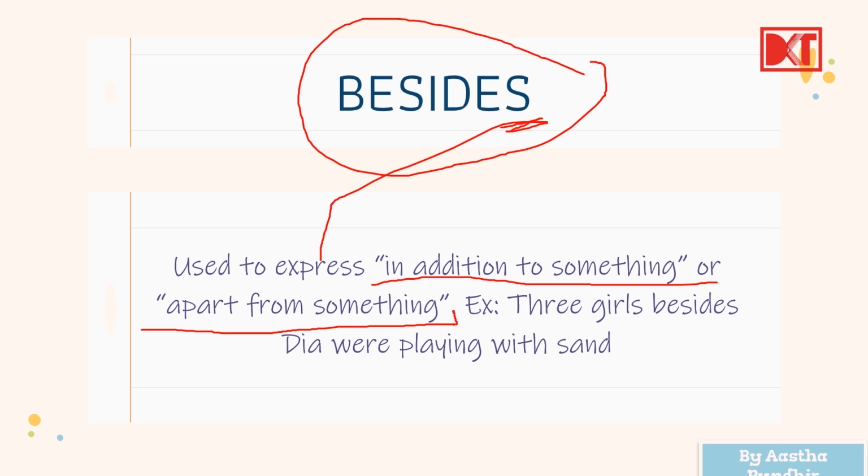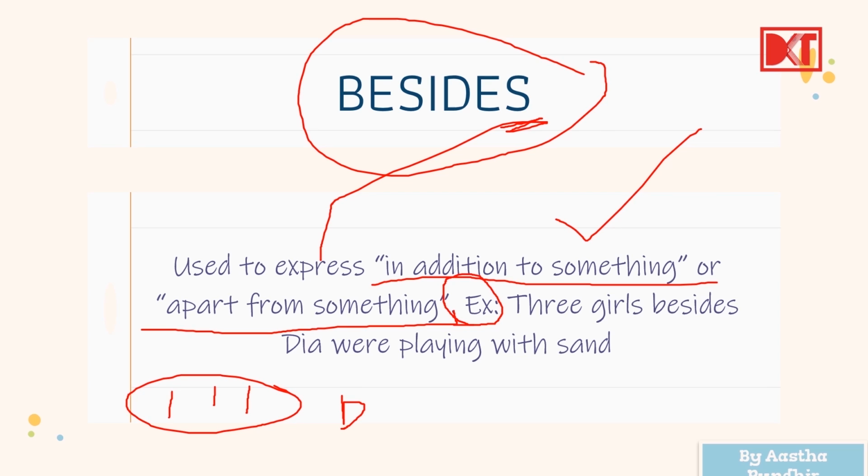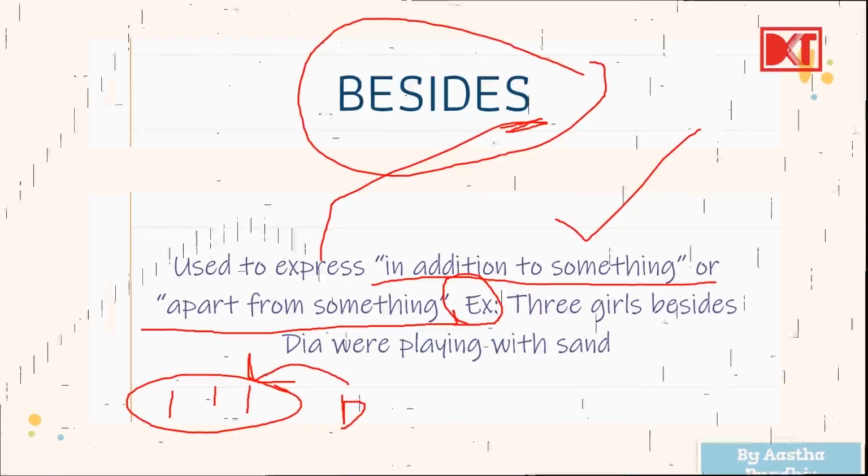मतलब, 3 girls besides Diya were playing with sand. Okay. One is Diya, but Diya के besides, मतलब Diya के अलावा भी, there were 3 girls who were playing with sand. So besides is used when we are expressing addition to something या apart from something. ये दिया के अलावा भी और 3 girls were there. Alright?